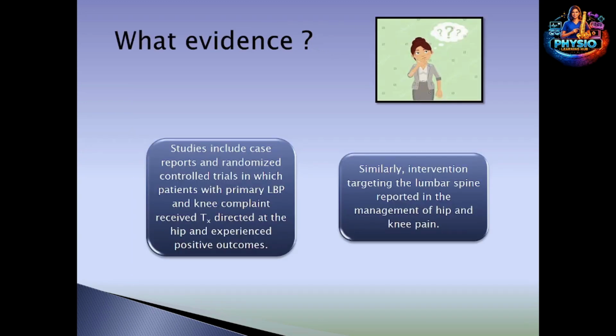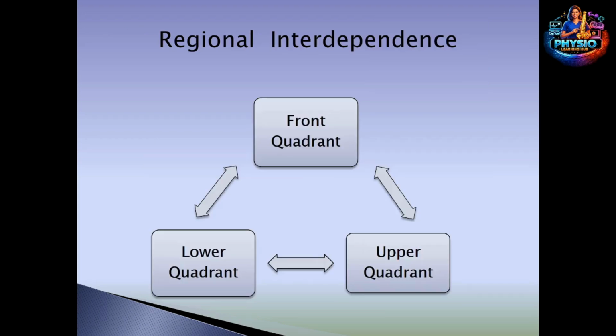What is the evidence? Research has shown that patients with low back pain and knee complaints often improve when treatment is directed at the hip. Similarly, lumbar interventions can improve hip and knee symptoms. Regional interdependence is divided into 3 quadrants: front quadrant, lower quadrant, and upper quadrant.